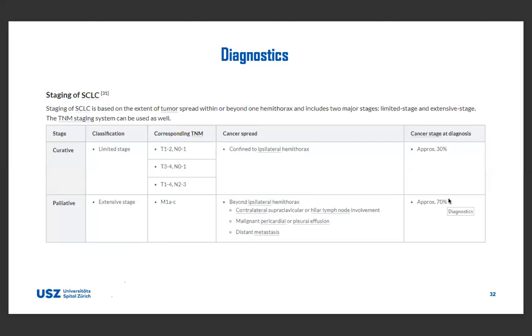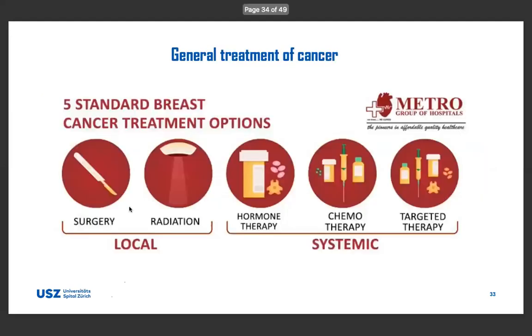Here we can see how many patients with small cell lung cancer present with limited stage. Unfortunately, only 30% of patients who come to the clinic, for whom you say you have small cell lung cancer, have a limited stage. The absolute majority of 70% will have already at first presentation extensive disease.